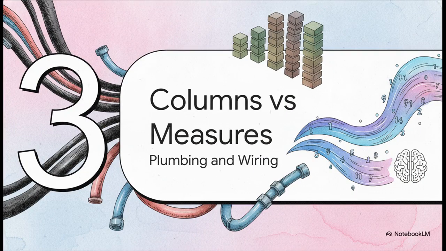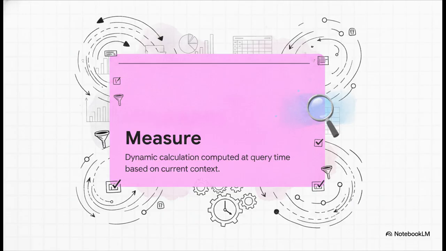Moving right along to part 3, calculated columns versus measures. This is the plumbing and electrical wiring. Next up, we install the utilities by deciding how to calculate your data effectively. Let's actually start by pinning down exactly what a measure is, because its dynamic, context-aware nature is super critical here.